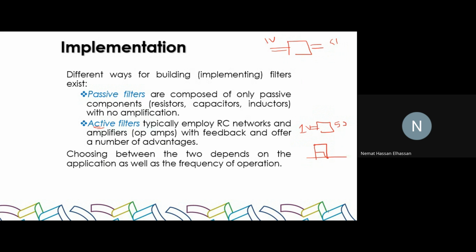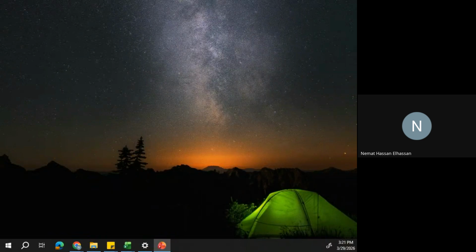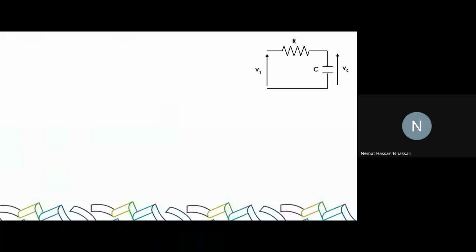So for example, let me create an example. Let's look at this circuit over here. If I say that this circuit actually implements a filter, can you tell me whether it's passive or active, just by looking at it? We've mentioned that the only difference is that active filters have amplifiers. So is it passive or active? Can you come again online? It's active.